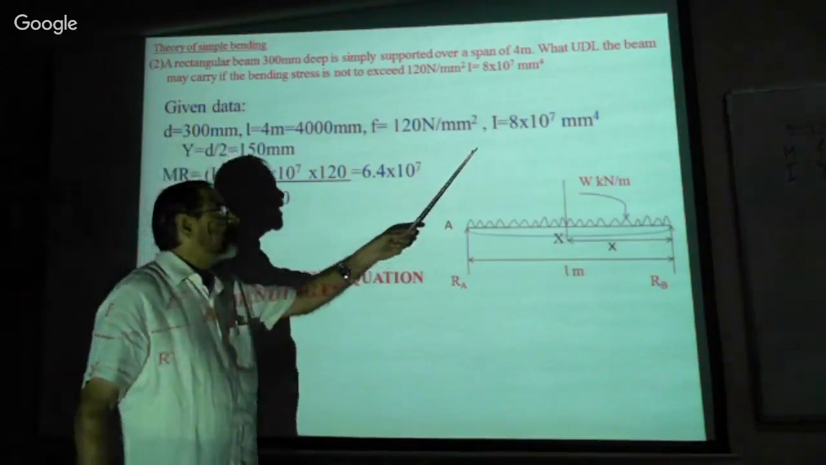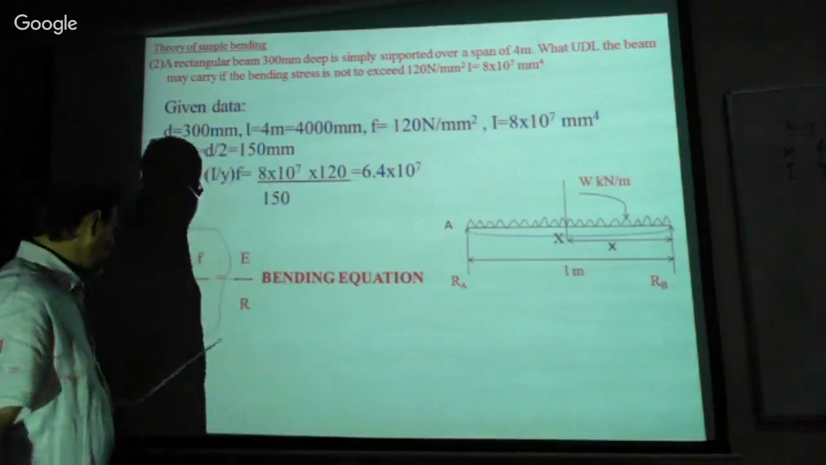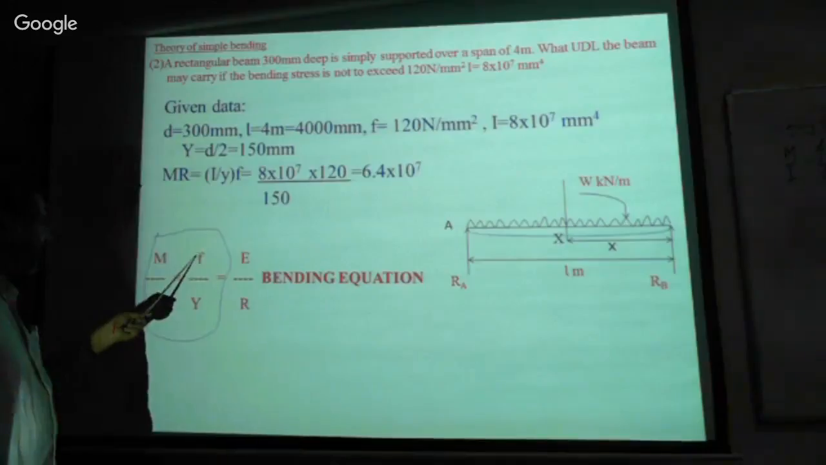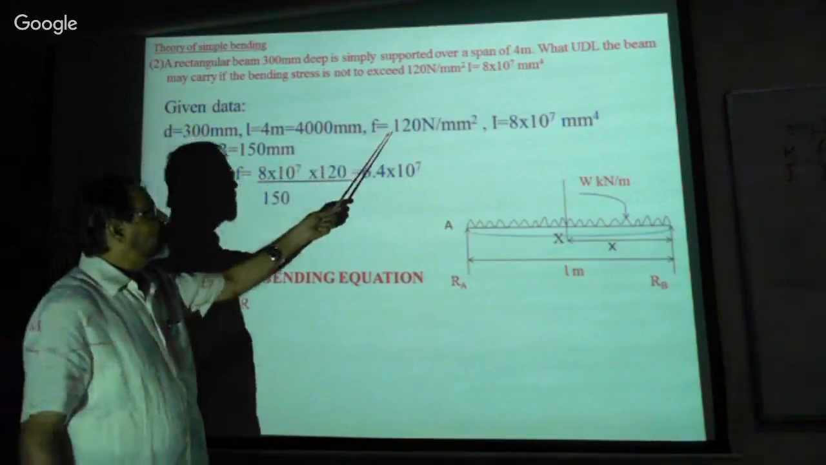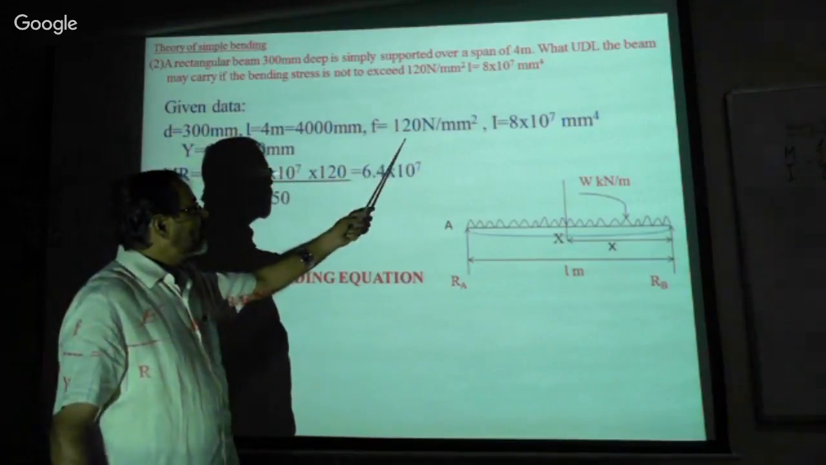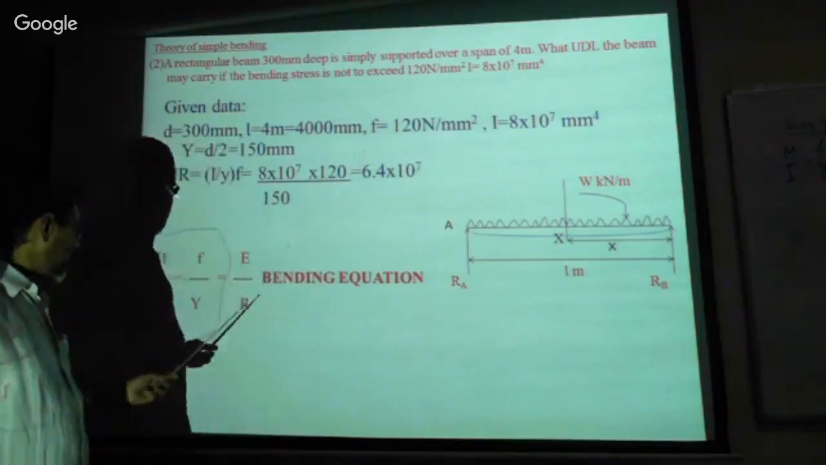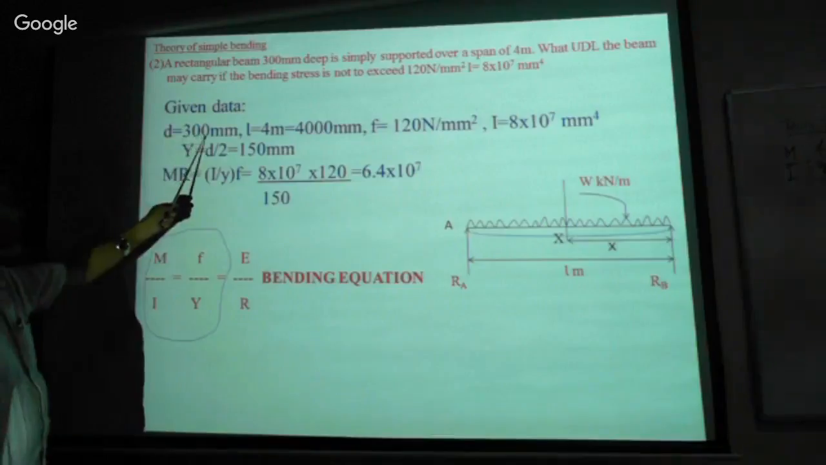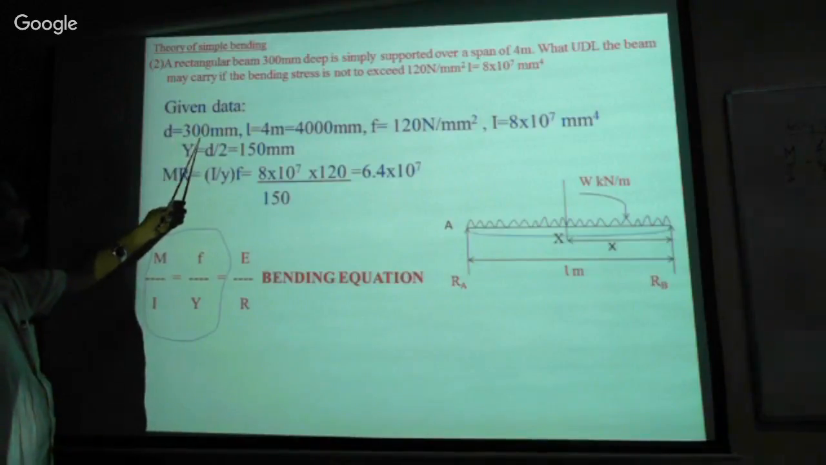Whereas here it is given directly, so let us substitute I, and also F is equal to the stress in the material. Stress in the material is given as 120 Newton per millimeter square. Substitute here, and Y is the distance, that is the depth of the beam section, which is given.